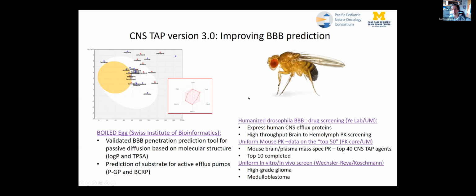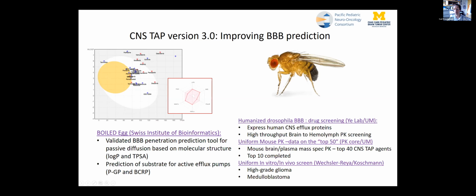Other things we're working at locally with the lab here who has a humanized Drosophila blood-brain barrier for high throughput screening of drugs that might be effluxed. We are working with them to identify compounds that are clinically relevant.